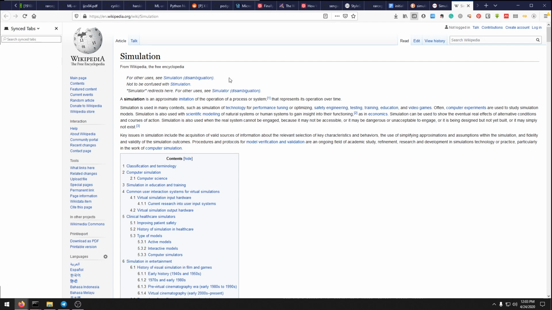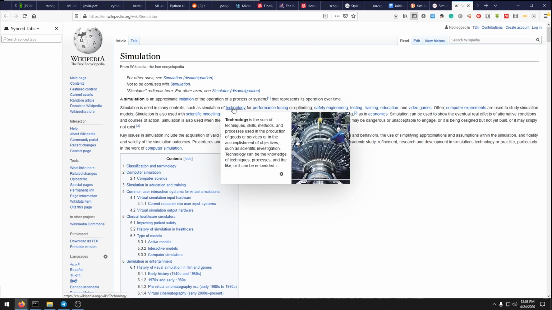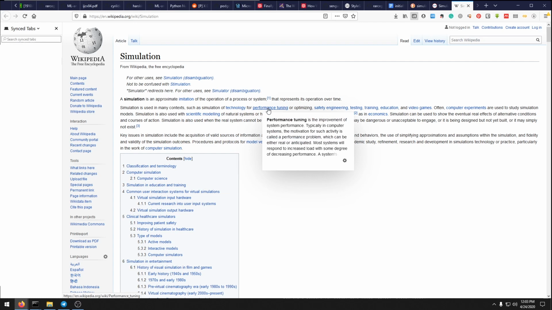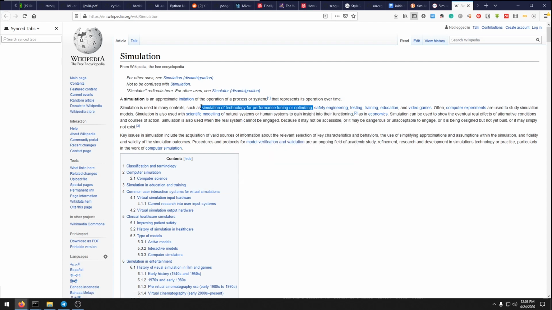So where can we talk about simulation? Simulation is used in many contexts, such as simulation of technology for performance tuning or optimizing. So what does this mean? We use physics simulation or simulation of some technology before we build it in the real world, to see how it's gonna perform and how we can make it perform better.